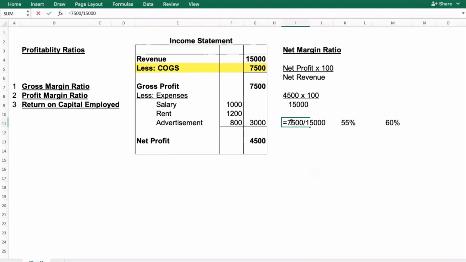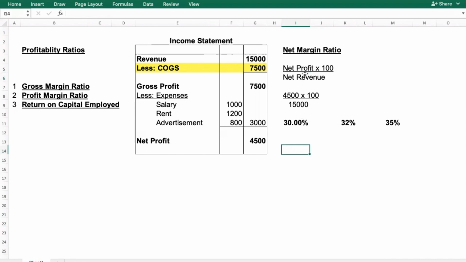So let me calculate: 4,500 multiplied by 100 divided by 15,000. So how much percentage is it coming? 30 percent. Next year, try to increase it to 32 percent. After that, 35 percent. So every year you should try to increase this net margin ratio. Then we can say that the business is constantly improving. So formula understood? Net profit margin means the rate of my net profit to net revenue. Clear?